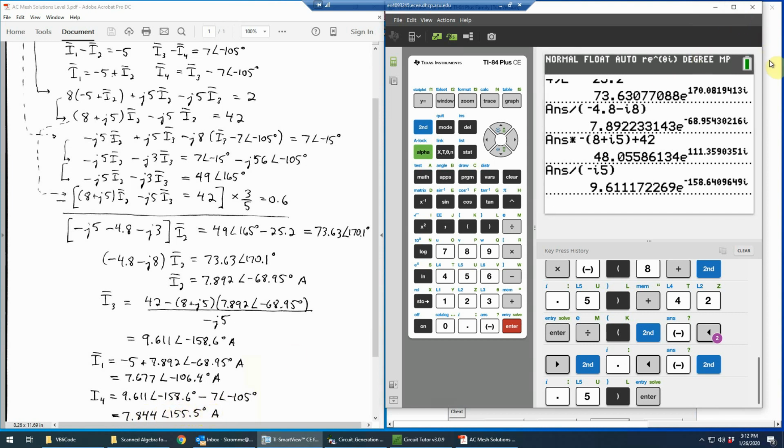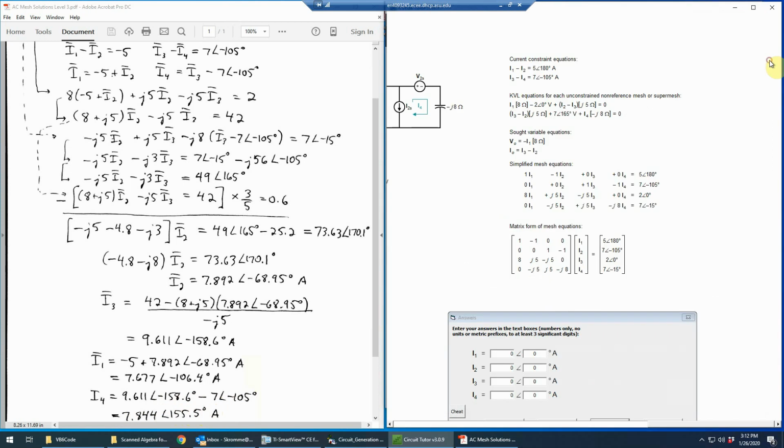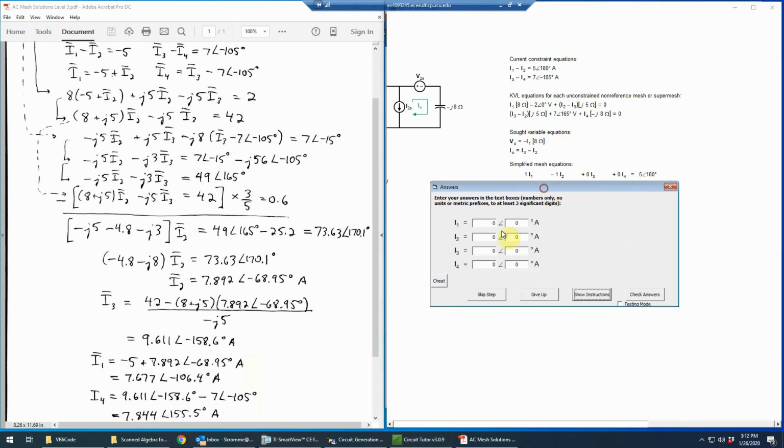So now we'll go back to Circuit Tutor here and take the form and just enter those numbers into the form. So the I1 is 7.677, angle negative 106.4.